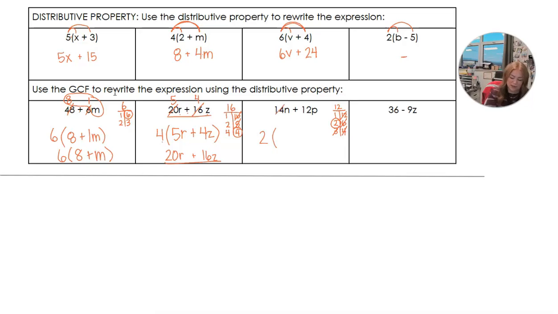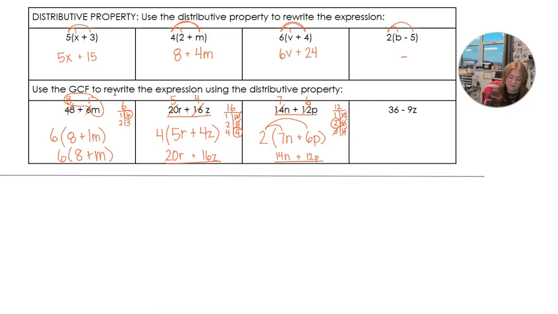14 divided by 2 is 7 N's. Don't forget your variable if it has one. And 12 divided by 2 is 6 P's. And when I check, 2 times 7 N's is 14 N's. And 2 times 6 is 12 P's. It turned right back to what it was.